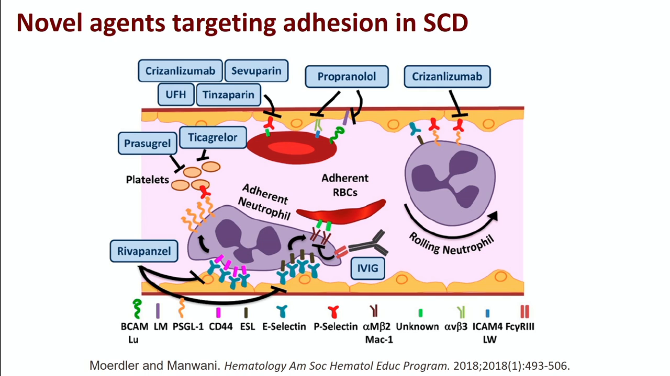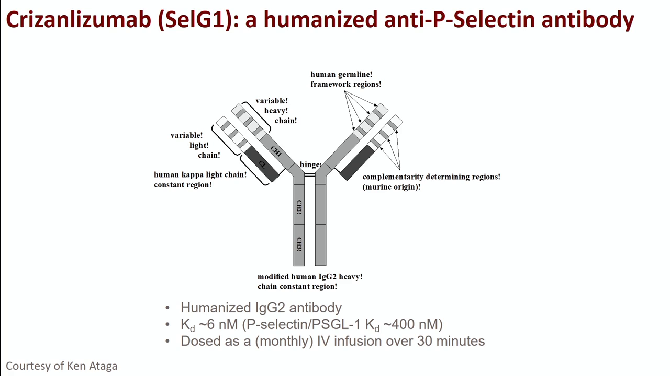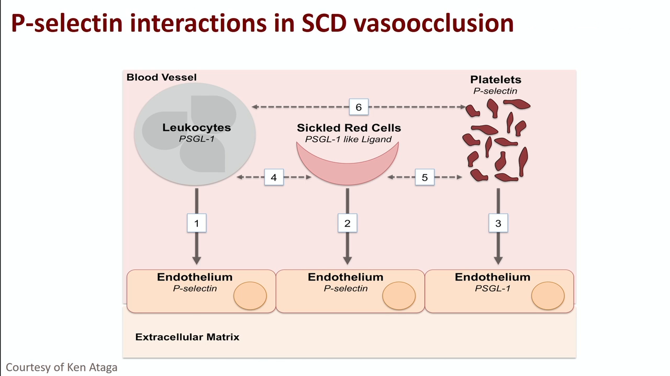All of these cells are being attached to one another and forming dense aggregates with a family of selectins. Crizanlizumab is a humanized monoclonal antibody that targets P-selectin on the endothelial surface and also on platelets. It is dosed monthly. In the clinical study and in the real world, we give the first two doses 2 weeks apart and then monthly thereafter.